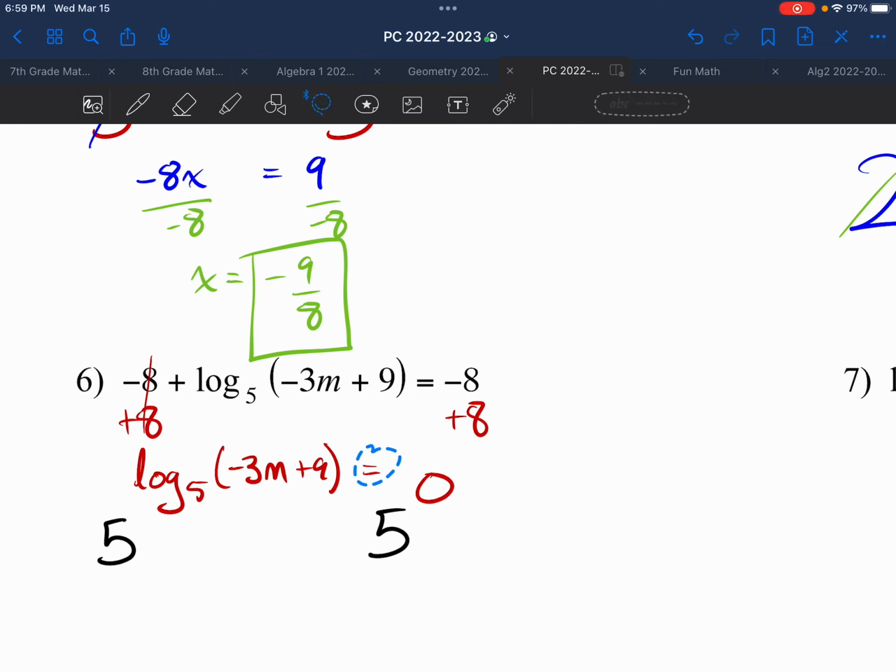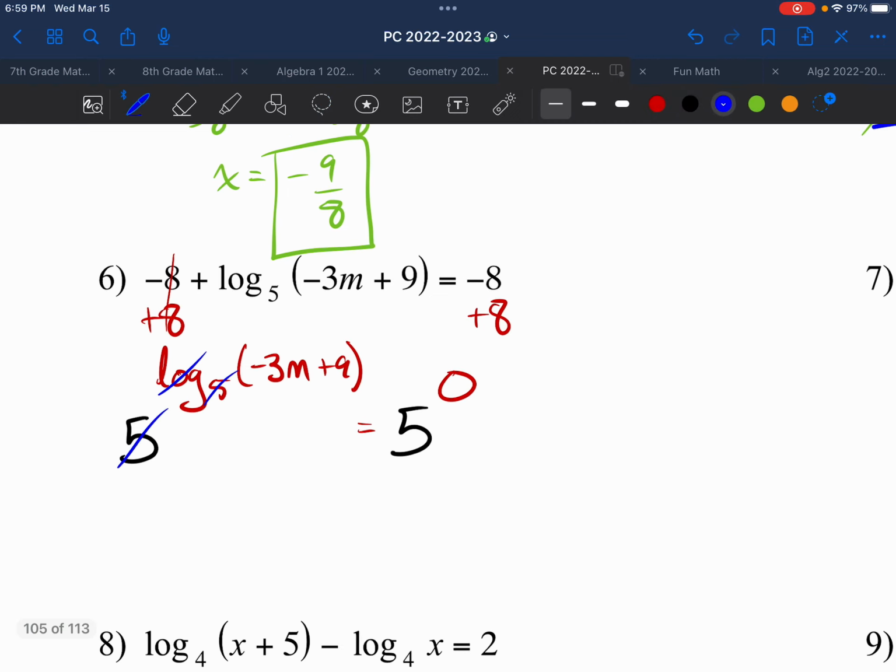You're at power of 0, you're the equal to sign in between. There we go, there's the exponentiation, and then things are going to cross off. Cross, cross, cross, and we're left with negative 3m plus 9 is equal to, all right, what is 5 to the power of 0? Well, anything to the power of 0, other than 0, is going to be 1.